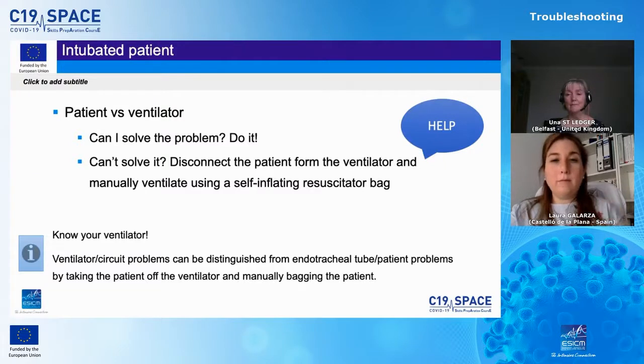And while we're manually ventilating the patient, we can assess the feel of the lungs. Is it difficult to ventilate the patient? If that's the case, the problem is usually with the endotracheal tube or with the patient. But on the other side, if we can manually ventilate easily, the problem most of the time is with the ventilator or the circuit.